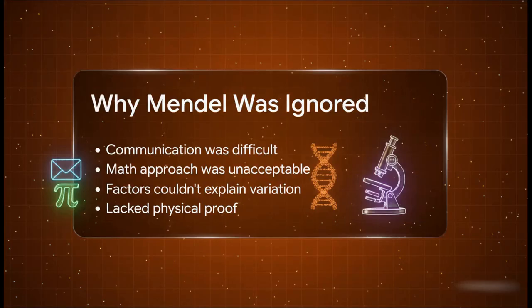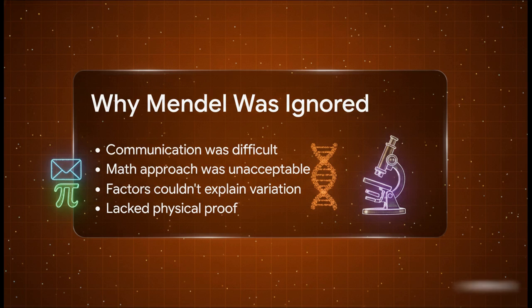But here's the really tragic part of the story. Mendel's absolute genius was basically ignored until the year 1900. Why? Well, first off, communication back in the 19th century was incredibly slow. The idea spread about as fast as a snail. Second, applying hard statistics and math to biology was considered completely radical back then.